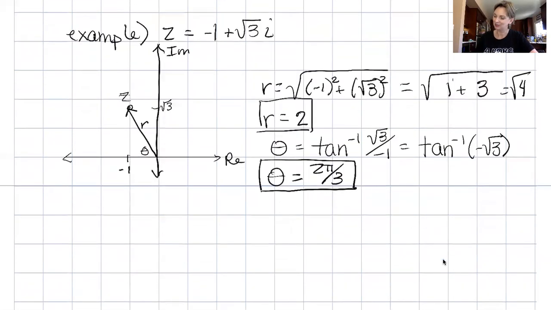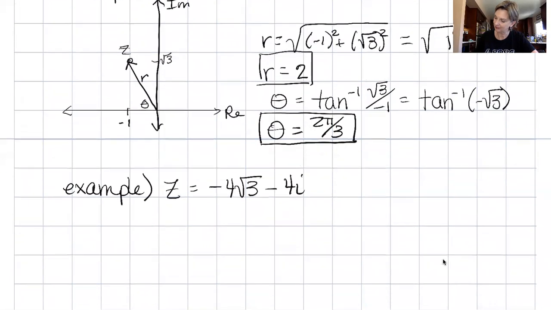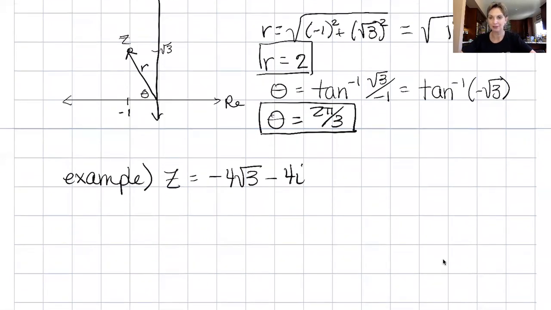Okay, let's do one more. Okay, this one's going to be -4 square root of 3 minus 4i. Okay, maybe you should do this one on your own. See if you get the same answer we get when we do it together. Okay, so take a minute, draw it first, and then calculate both of the answers, and then we'll see if we get the same answer. Okay, pause the video. Now you're pushing play. Let's see what you got.